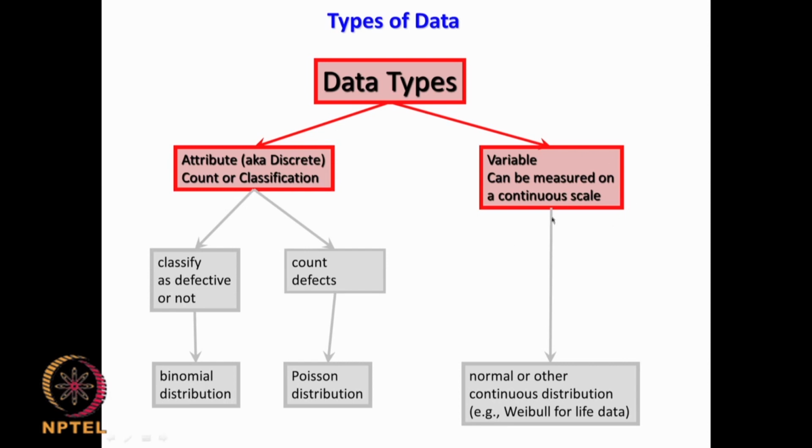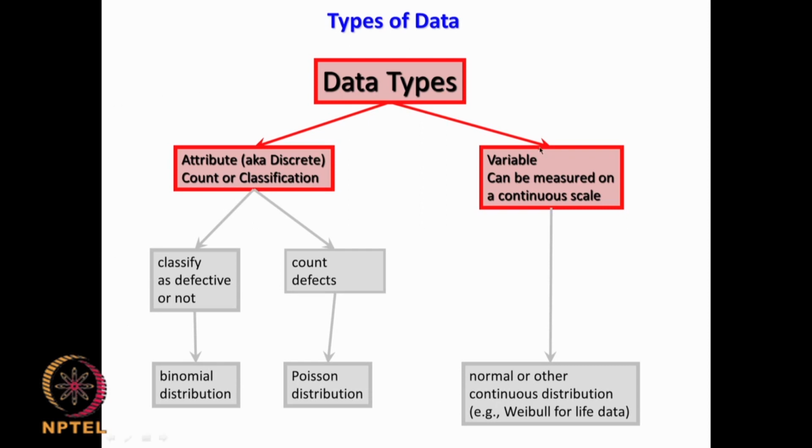Then under the continuous data we have the normal distribution. You must have all heard of the normal distribution, which looks like a bell type of curve, and also we have the variable distribution, which discusses the life of, say for example, a light bulb or a fan or a refrigerator. So, that is called the variable distribution. That is continuous data, we can measure the data continuously.